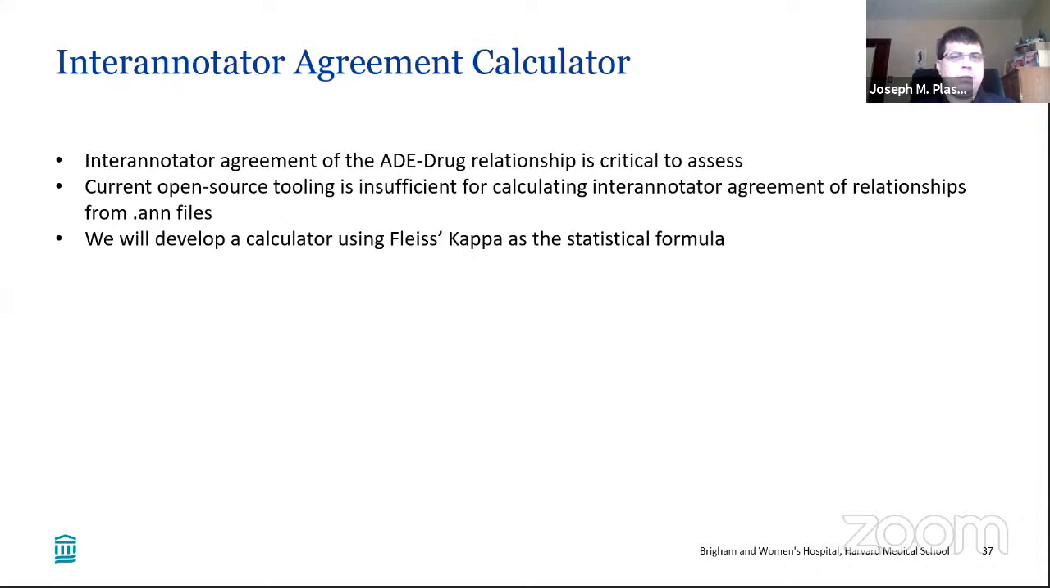In our case, the relationship between ADE and the drug is critical to assess for inter-annotator agreement. However, the current open source tooling is insufficient for calculating this metric, as kappa is not supported for relationships in the current tooling. One of my next tasks is to develop a calculator using Fleiss' kappa as the statistical formula to capture the agreement for relationships.